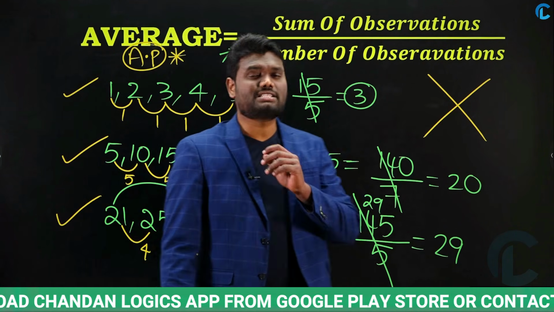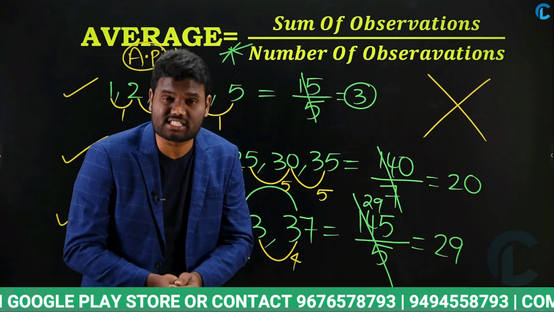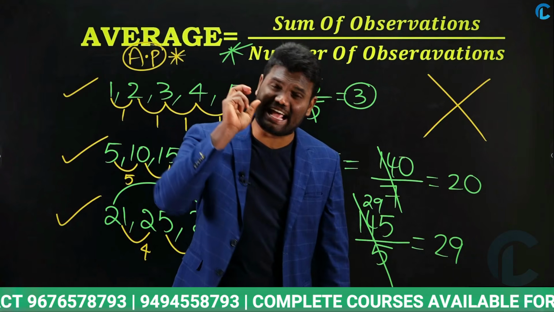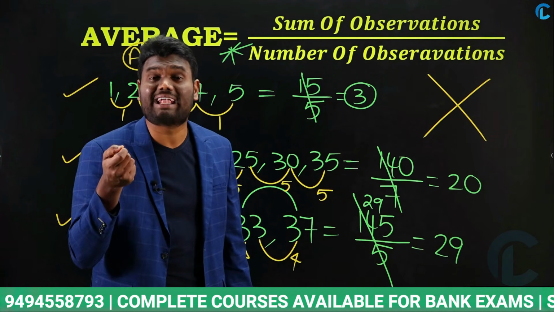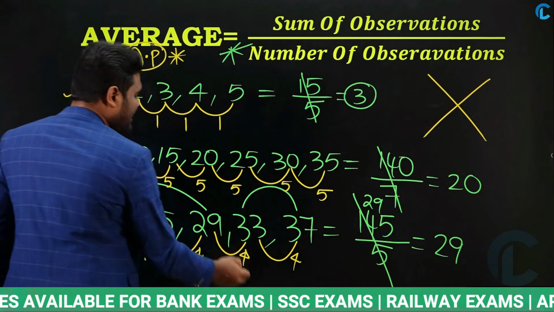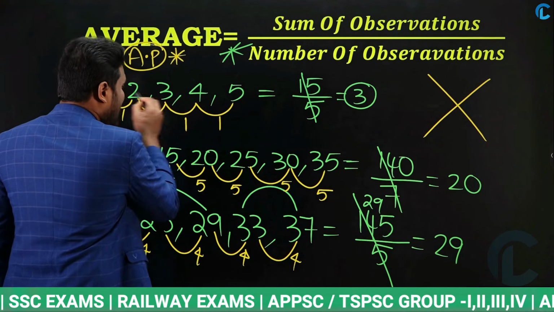If the given series is in arithmetic progression, we can say the average is the middle term. So whatever value we have exactly in the middle, that is the average. Let us observe here carefully. How many numbers do we have here? In the first series, we have 5 numbers.